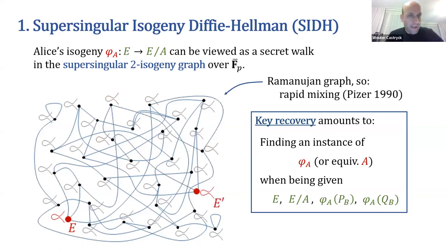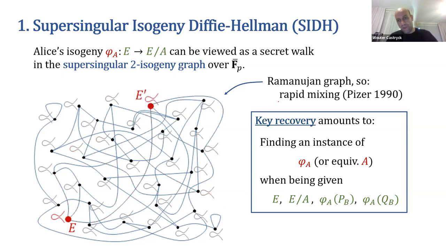So the isogeny of Alice, the secret isogeny of Alice, phi A, from E to E modulo A can be viewed as a secret walk in what we call the supersingular two-isogeny graph. So what is this graph? Well, we just plot all the supersingular elliptic curves over F_p squared, considered up to isomorphism, as vertices. And we draw an edge between them whenever there is a two-isogeny connecting both. Essentially this is an undirected graph because of the existence of dual isogenies. And Alice's secret walk, as I said, decomposes as a composition of two-isogenies. So you can view it as a secret walk in this graph.